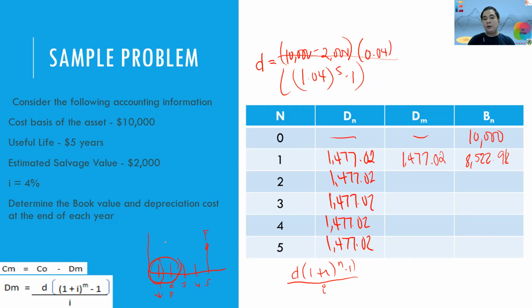Next, I'll compute the accumulated depreciation for the first 2 years. By the formula, that is 1.04 to the exponent of 2 minus 1, divided by 0.04, times the depreciation. This is 3013.11. So therefore, 10,000 minus the accumulated depreciation is 6,986.89.